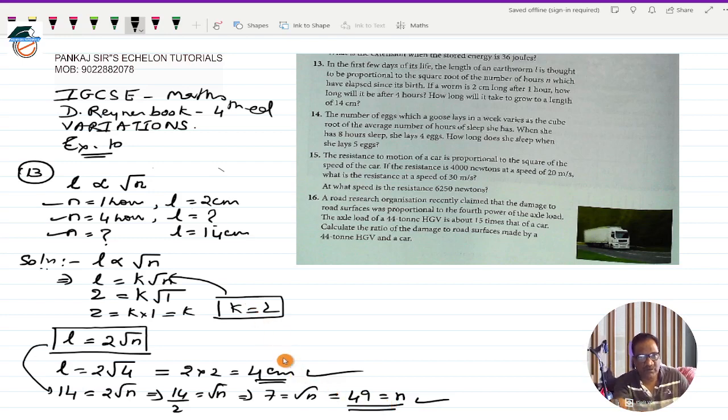So these are the two answers for this question number 13, and let me check the answer, and it is correct, 4 centimeter and 49 hours. Okay, n is equal to 49 hours, right? Okay, so let us go for the next one, 14th.